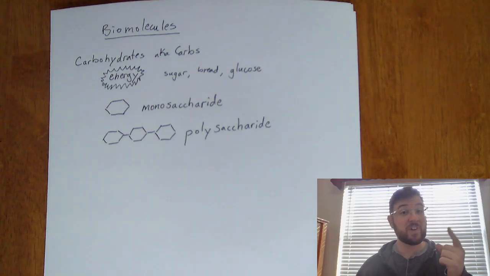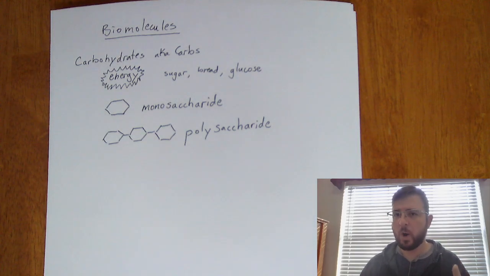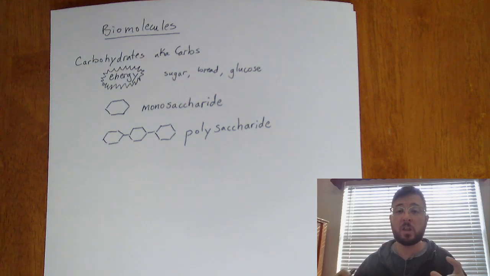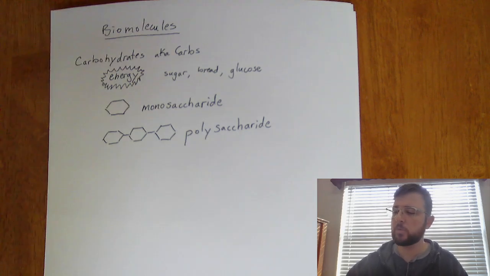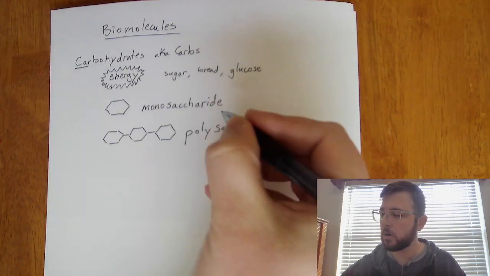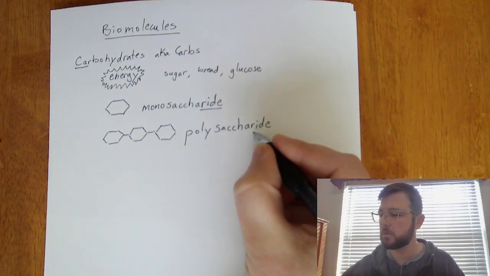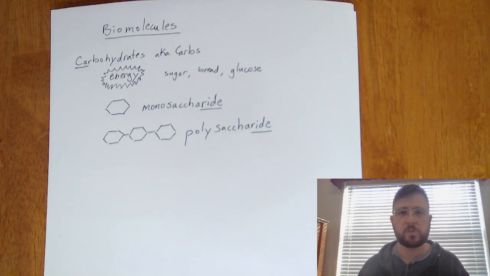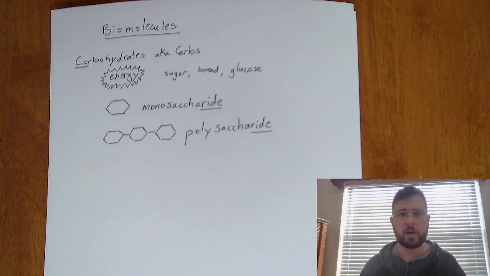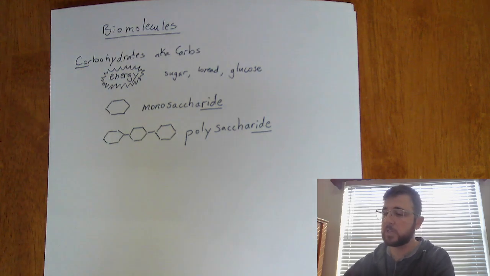So carbohydrates provide us energy. If you have just one of them, we call it a monosaccharide. And if you have them bonded all together, we call it a polysaccharide. These are big words, and it can be difficult to remember which one goes with which. So just remember the car ride. Car ride. So carbohydrates, monosaccharide. And if you have more than one, then it's a polysaccharide. Poly means many. So that's one group of biomolecules is carbohydrates.